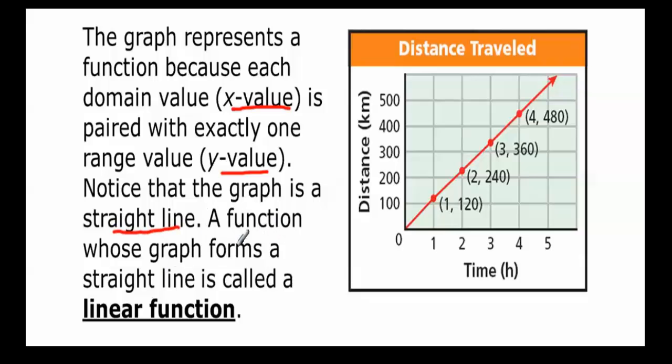A function whose graph forms a straight line is called a linear function, which is what we're going to be working on. So we're looking at graphs that are going to form straight lines. They have to have one x to one y and form a straight line for it to be a linear function.